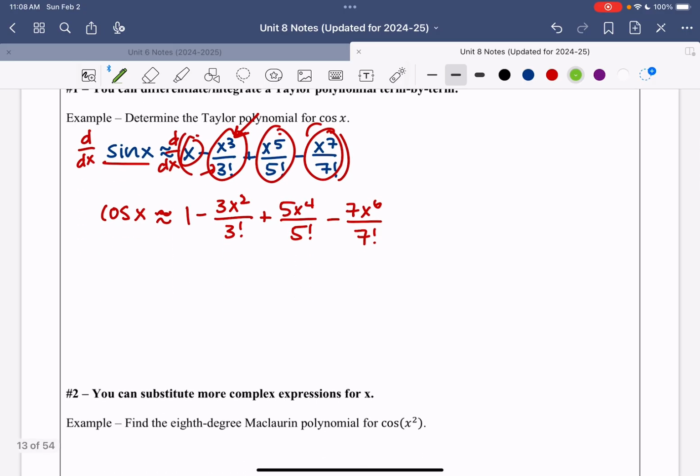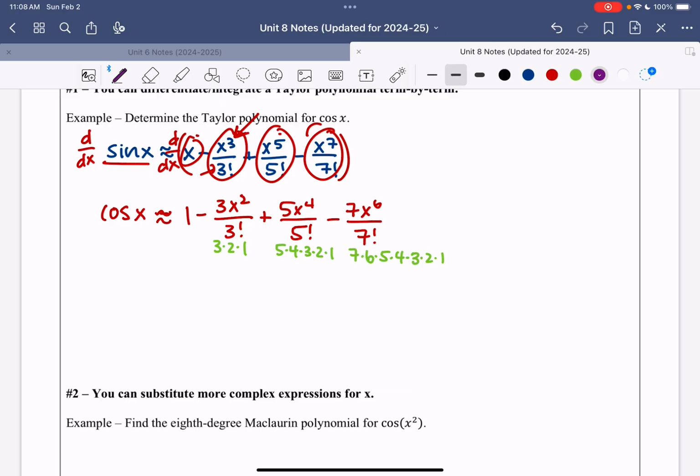Let's look at those factorials, okay? So thinking about what we know about a factorial basically says that we're going to take that number and we're going to multiply it by all of the previous integers. So for instance, 3 factorial is 3 times 2 times 1. 5 factorial is 5 times 4 times 3 times 2 times 1. 7 factorial is 7 times 6 times 5 times 4 times 3 times 2 times 1. Okay, well, how does that help us? Why is that going to simplify?